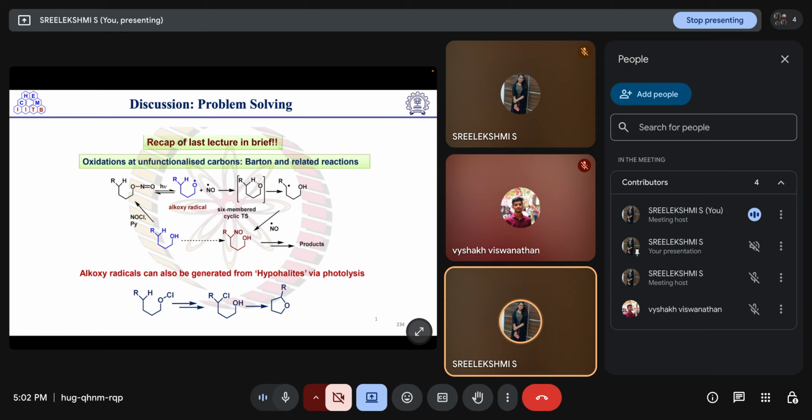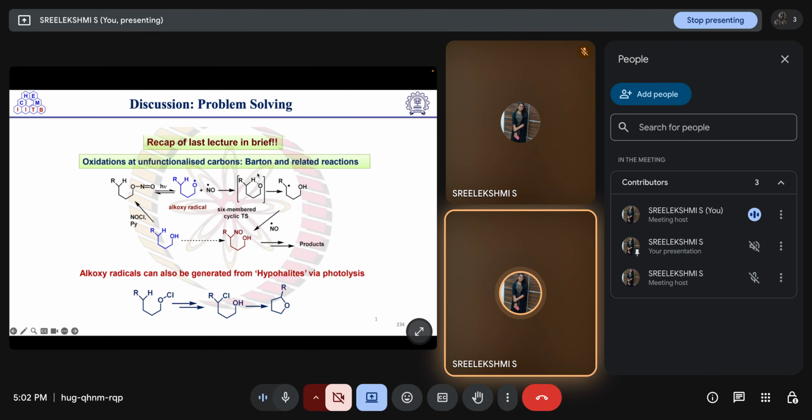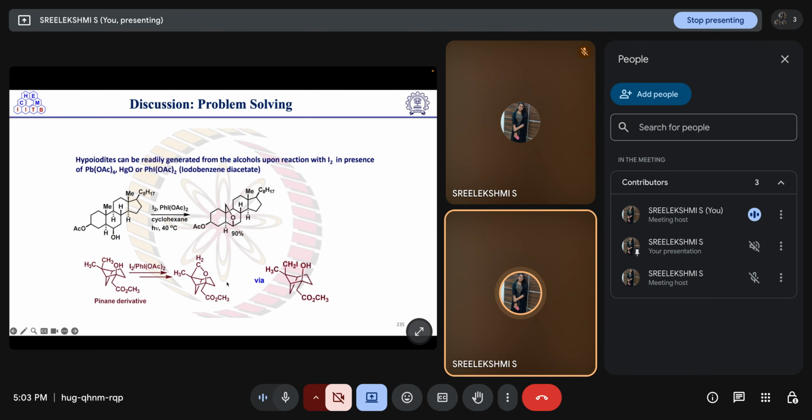So once this six-membered cyclic transition state is formed, what happens? This proton will come over this oxygen and it will result in this radical. Then this alkyl radical will combine with this NO radical to form this compound. So this is the final product which we will get in the Barton reaction. Then we have also seen several reactions associated with this Barton reaction as well.